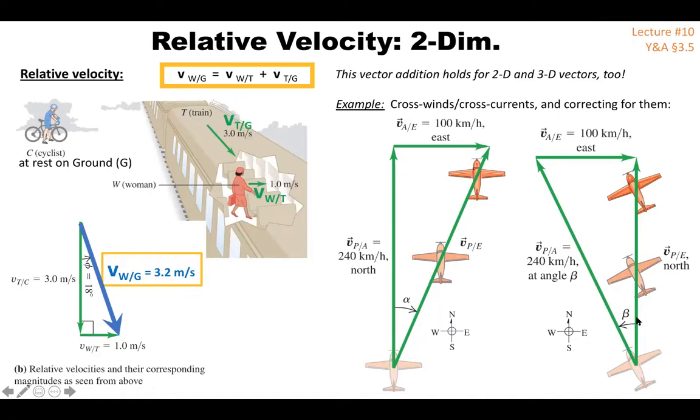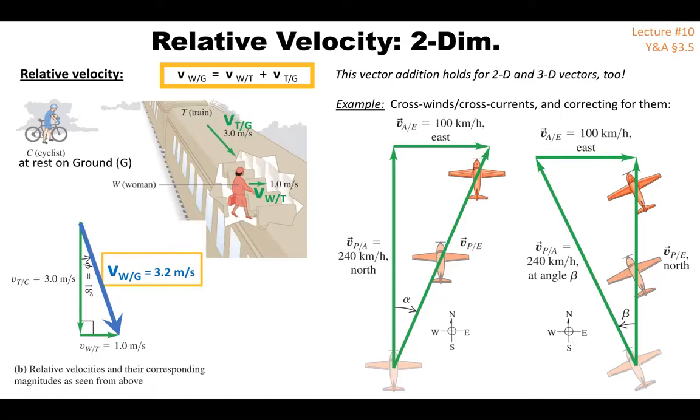The only difference is that we've tilted it beta degrees to the west of north, because this smart pilot knows that they need to fly into the crosswind a little bit in order to have a little bit of their aircraft's engine cancel out the wind, right?